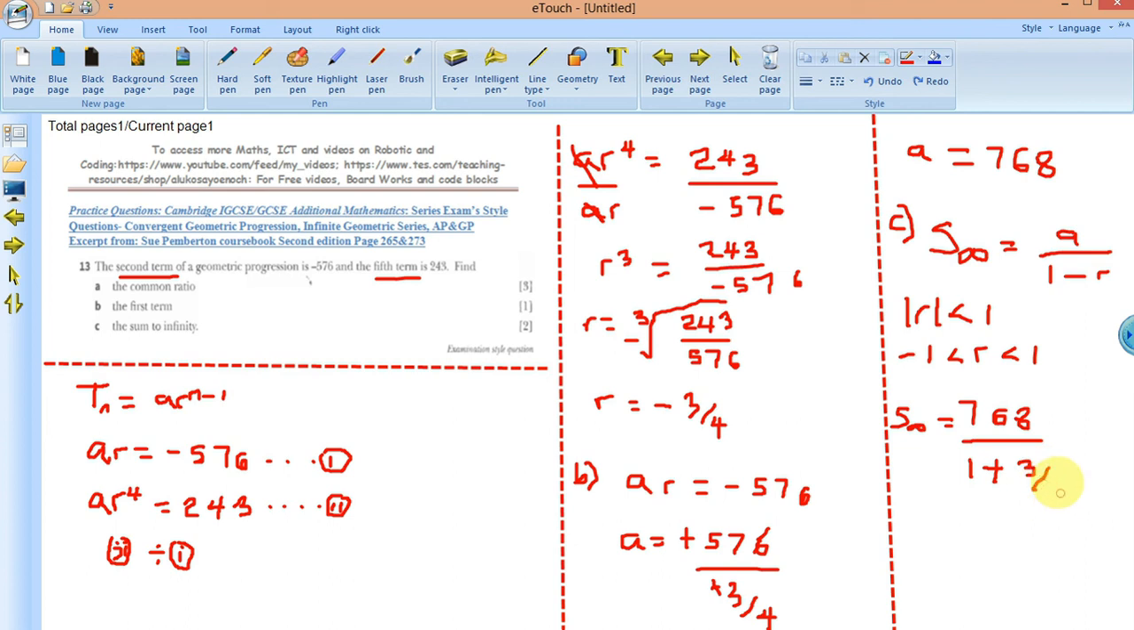So this time around, let me just go ahead with my calculator. What is 1 plus 3/4? So 768 divided by that. 1 plus 3 divided by 4, that is 7/4. So divide by 7/4. So what's the final answer now? 768 divided by answer, stored here. That is 3072 over 7.